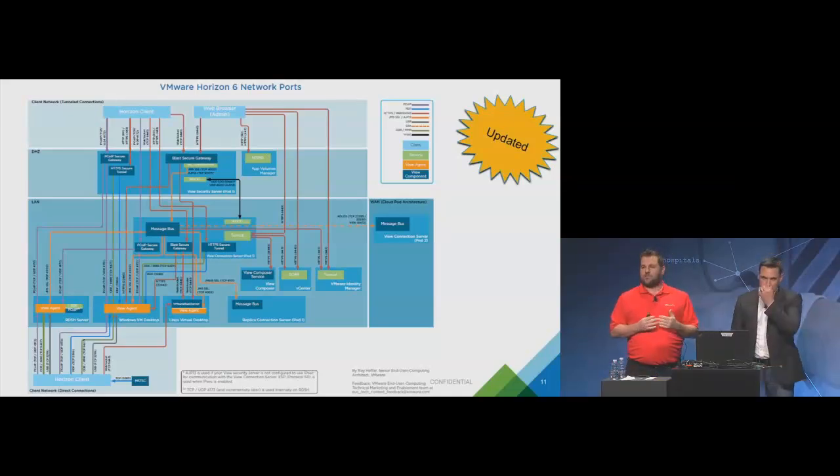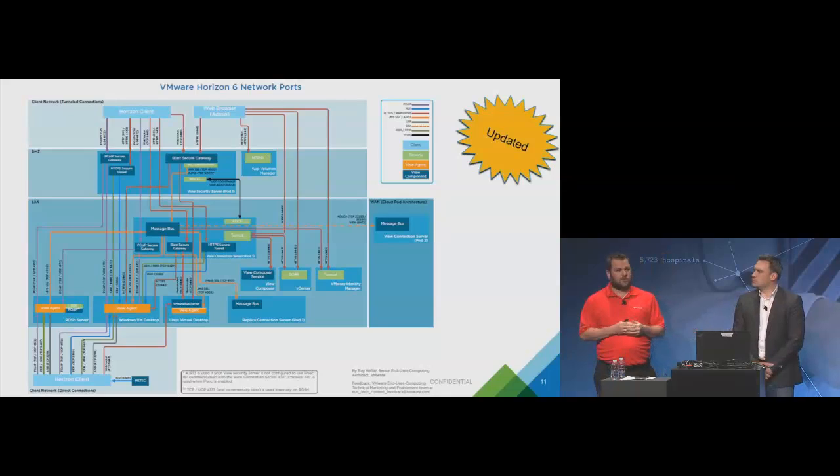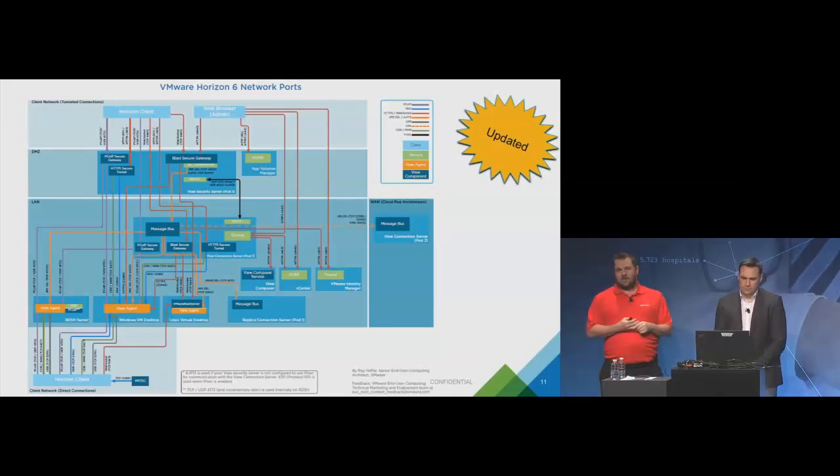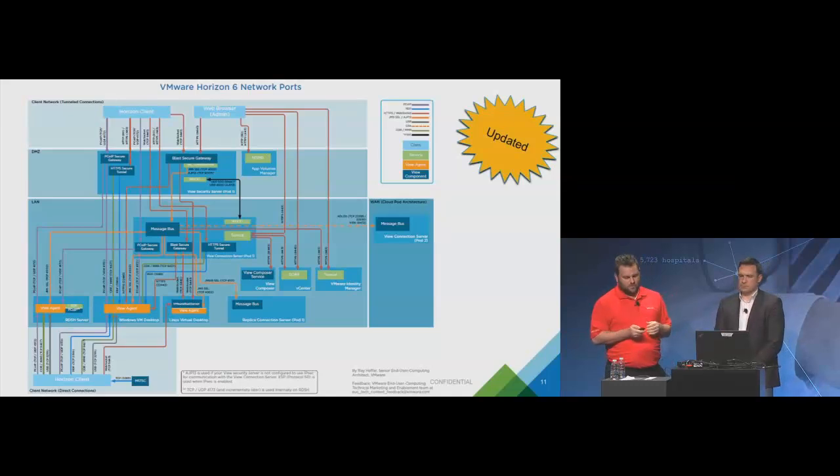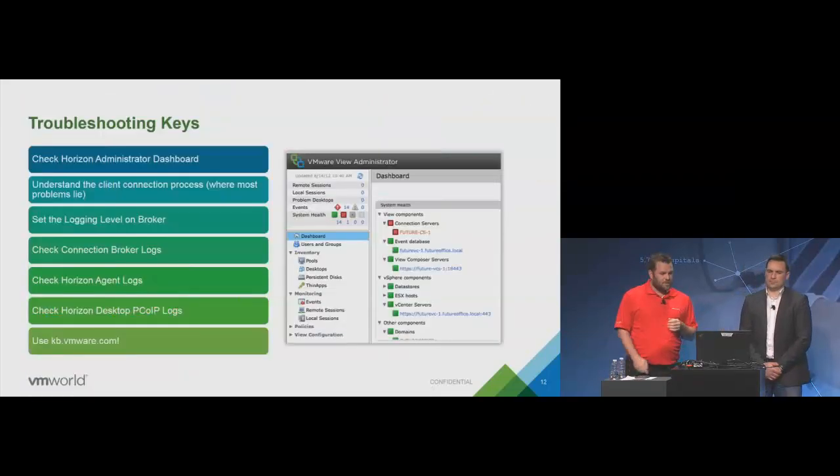Again, a good reference. It's on the VMware blog. You can also go grab it there. But we stuck it in here for you just to get an idea of all the connections that you need to understand and know from a firewalling perspective as well as a troubleshooting perspective. Because if these ports aren't open or if they're inhibited in some way, maybe you have some sort of optimizer on your network, that's the kind of device that could interrupt a good connection from your client to the server or to the desktop. So some of the troubleshooting keys I'm going to go over real quick.